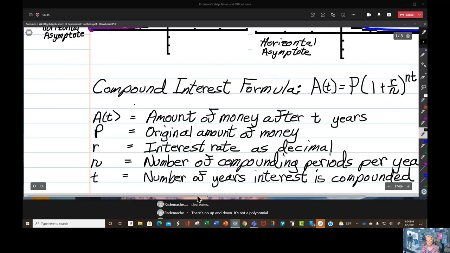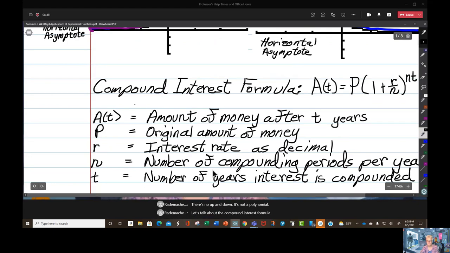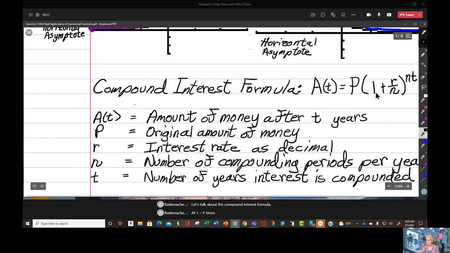Let's talk about the compound interest formula. A of t equals p times, well, parentheses, 1 plus r over n, parentheses, close to the nt. A lot of letters you've got to memorize. A of t is your balance, the amount of money that you have in the bank after time t. T is always in years for this particular formula.